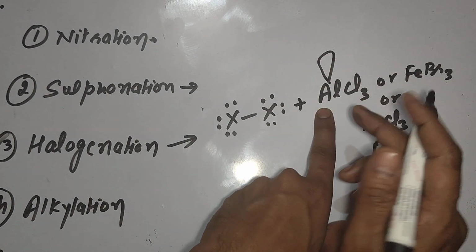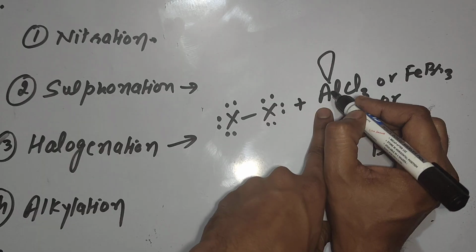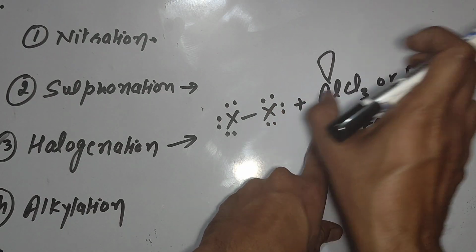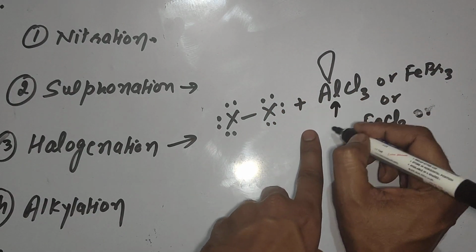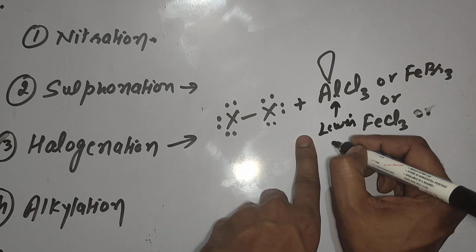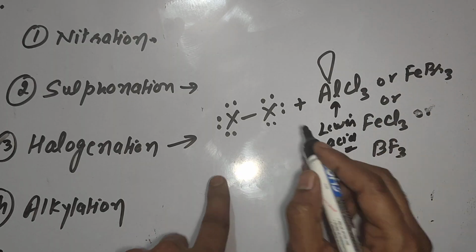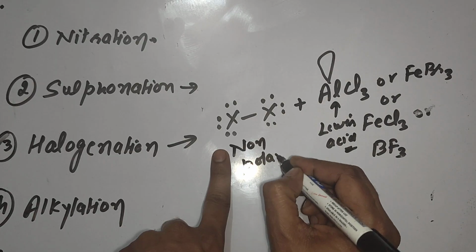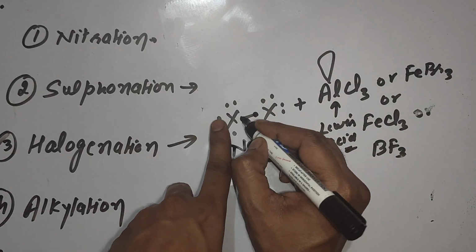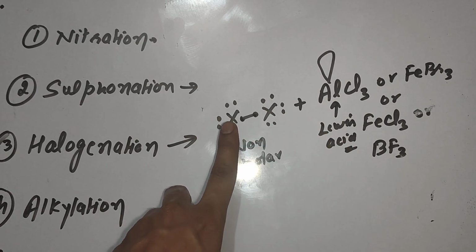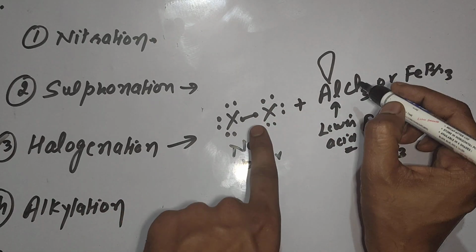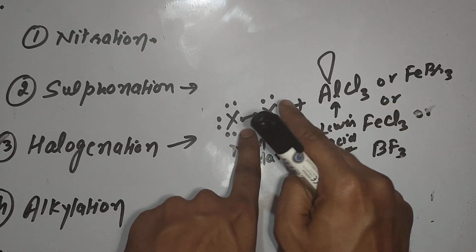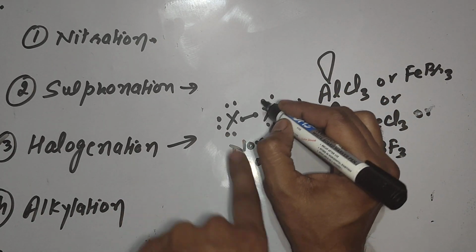Aluminium has a vacant orbital. Now due to the vacant orbital, this aluminium has a tendency to attract electrons. That's why it is working as a Lewis acid. Right now X2 is a non-polar particle. There is no electrophile because the electronegativity of both X is the same. Electrons are in the center. So it's non-polar. But in the presence of AlCl3, what will happen? Polarization of the particle will happen.